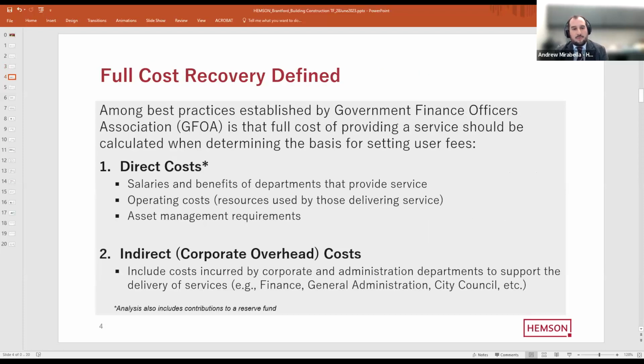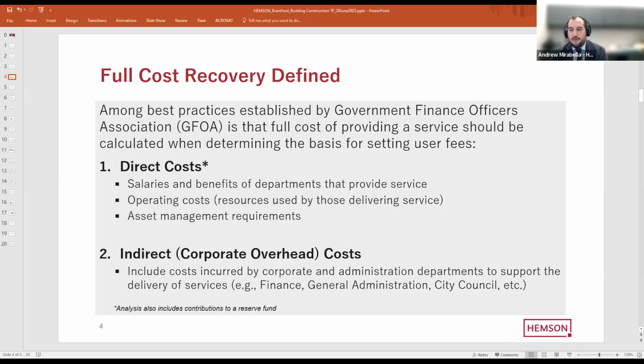So when we think about cost recovery, amongst the best practices by the GFOA, the Government Finance Officers Association, is that the full cost of providing services should be calculated when determining and setting user fees. And usually costs are delineated between your direct costs and your indirect costs. Direct costs are going to include all things such as salaries and benefits of the departments that are actually providing that service. Then we also would layer in operating costs, so the resources that those departments or those people use to deliver that service, as well as any asset management requirements or reserve fund contributions.